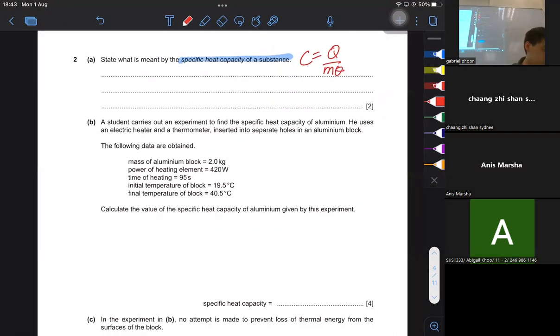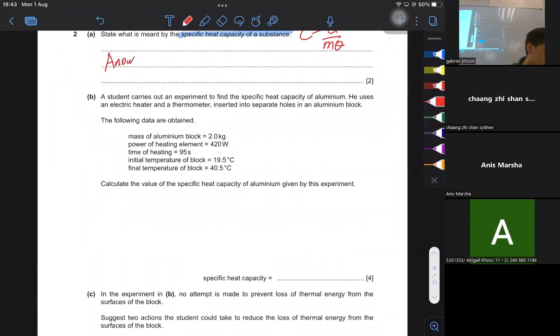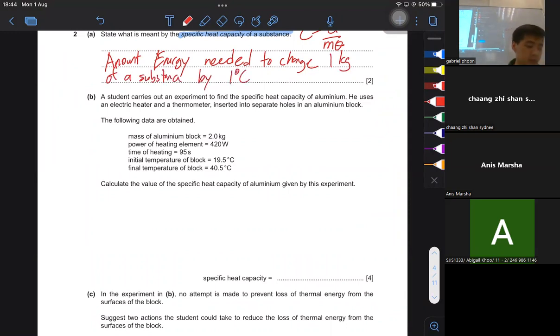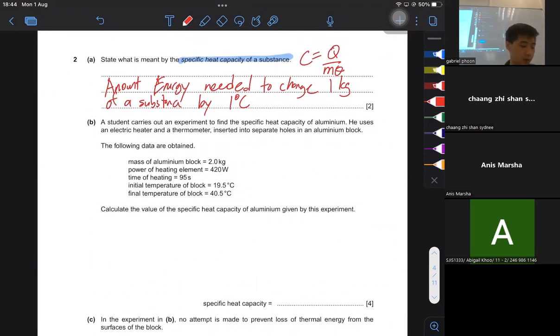And from here, you're supposed to say that it is the amount of energy needed to change 1 kg of a substance by 1 degree Celsius. Excellent. A very standard question with a very standard answer for sure. It is very important for sure. Okay.